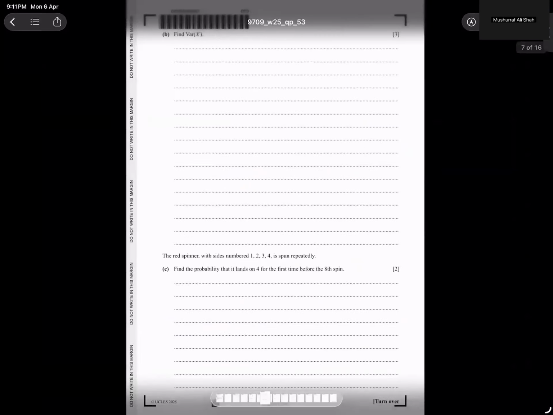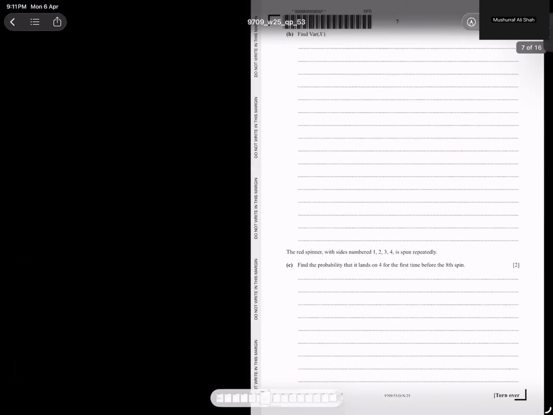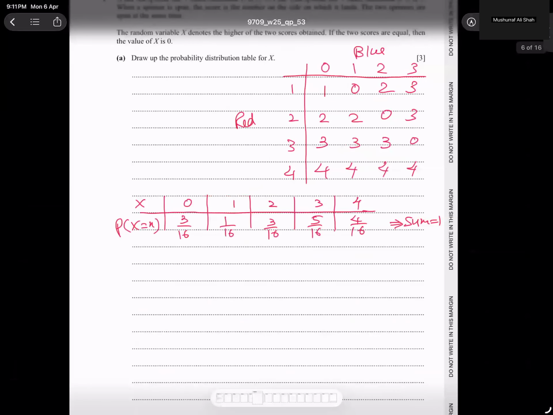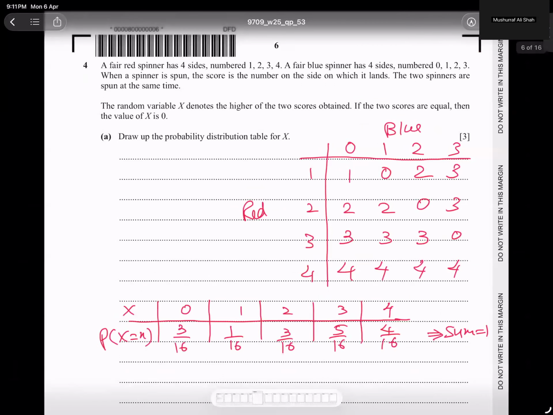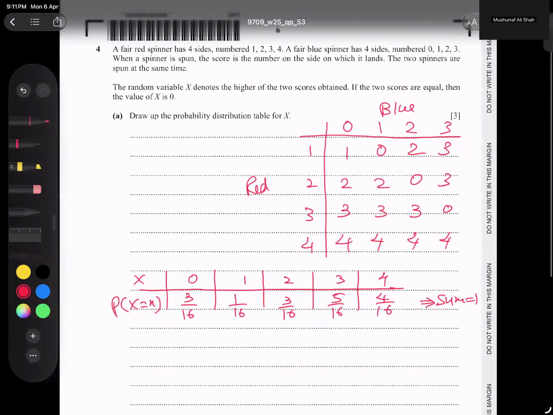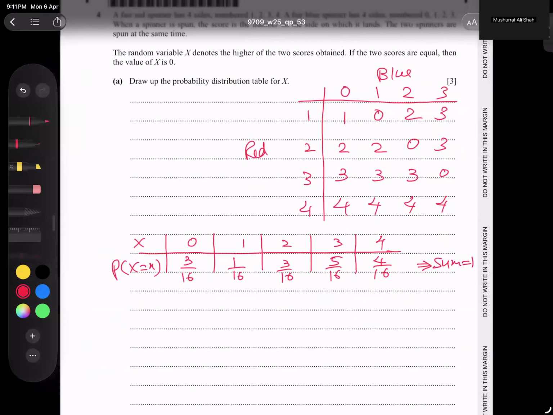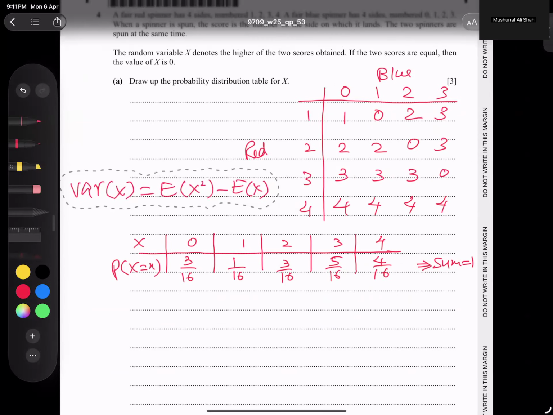Variance we have to work out, and so I'm going to do it on the same page. Okay, variance. So how to get variance? The basic variance formula, if you know it, is variance of x is E of x square minus E of x whole square. Let me write once again. This formula, you must know it. So I'm going to try now.